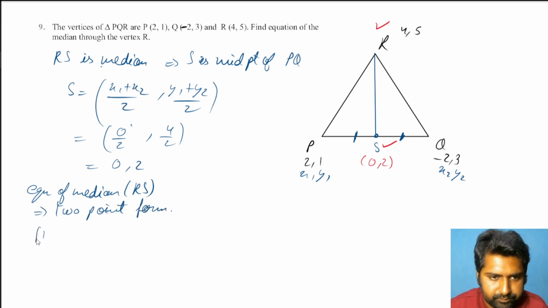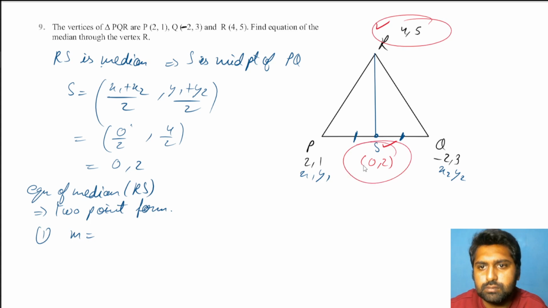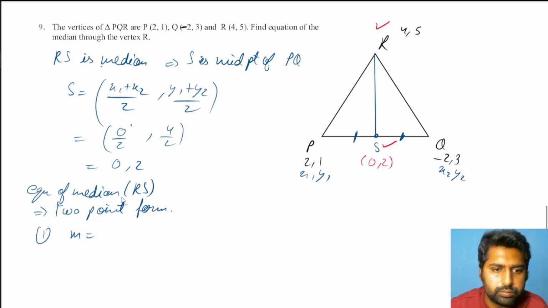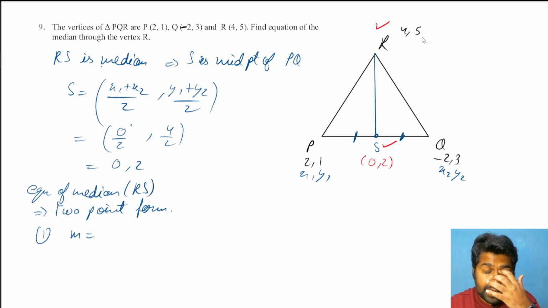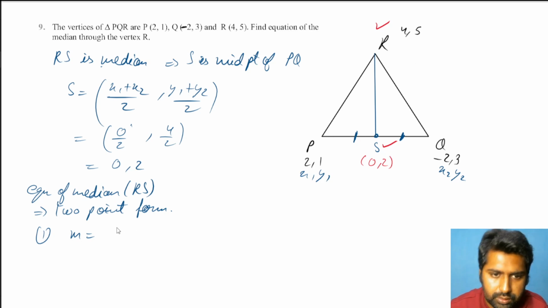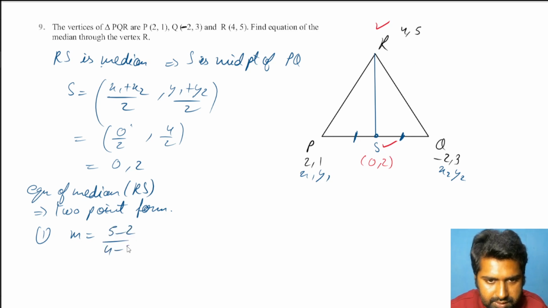So first step, calculate M for these two. M is y2 minus y1, which means subtract the y coordinates: 2 minus 5, or let's take this, although it doesn't matter which one you subtract, but you have to subtract in the same order. If I am subtracting 5 minus 2, then I have to subtract 4 minus 0. So 5 minus 2 upon 4 minus 0. So 3 by 4 is the slope.